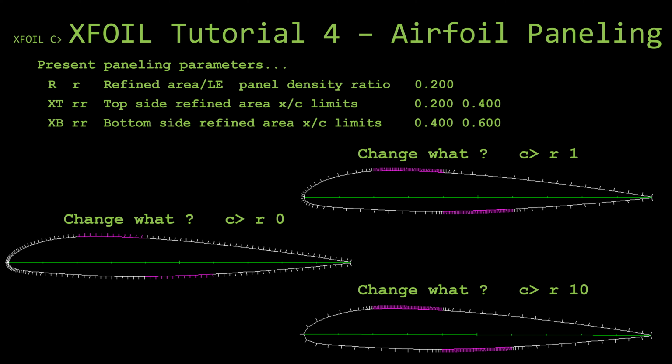A refined area is usually a good thing to use around a transition area where you might be transitioning from laminar to turbulent. That would be a really good spot to try and put this refined area. You might have a bubble on the upper surface of your airfoil. That would be another good place to put this refined area.